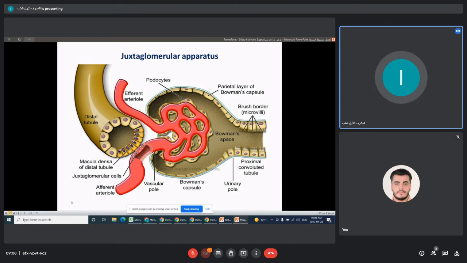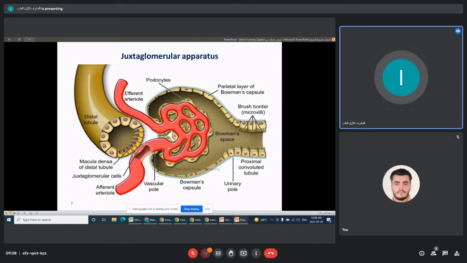Here, the cells are located in the distal tubule and come into contact with the cells of the afferent arteriole. The cells of the afferent arteriole in contact with the macula densa cells are called the juxtaglomerular cells. The cells of the macula densa and juxtaglomerular cells are together called the juxtaglomerular apparatus. And this apparatus functions by autoregulation of the glomerular filtration rate through controlling of blood pressure.